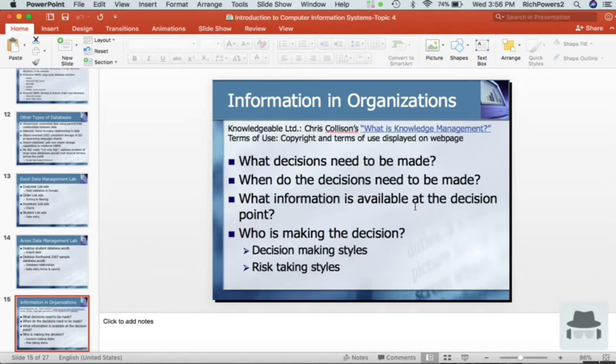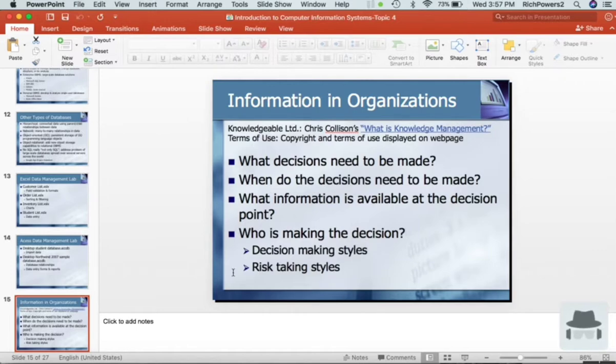So let's talk a little bit about information in organizations, the applicability, talking about knowledge and knowledge management. How is information and knowledge used in organizations? There's a link here to what is knowledge management, and I recommend you take a look at that. But the essence of information is, ultimately, all organizations are concerned about one thing: making decisions. And to make a good decision, you want to make an informed decision.